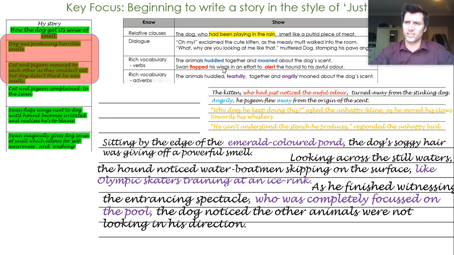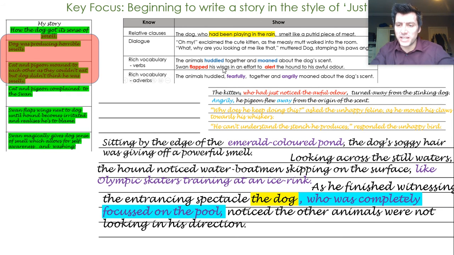Because I like this idea that the dog had stopped watching that entrancing spectacle. I think I've put it in the incorrect space. Where do you think it should go? So what's the who? The who, because it's a character and the story is going to be the dog. So therefore, it's as he finished witnessing the entrancing spectacle, the dog, who was completely focused on the pool, noticed the other animals were not looking in his direction.